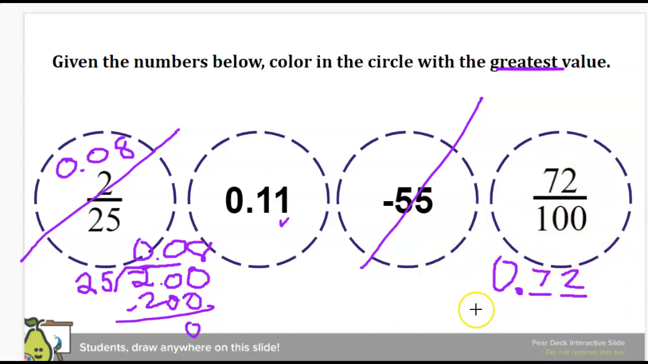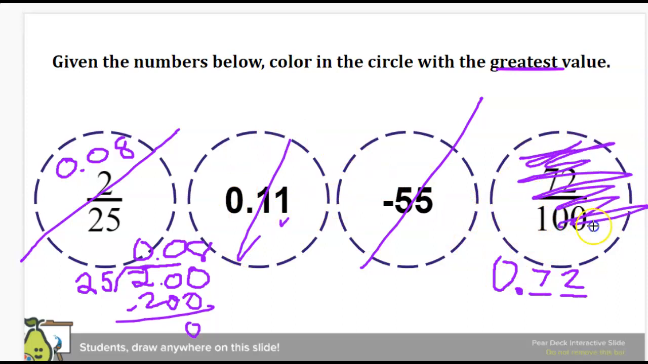So when I'm looking at this right now, 72 cents is definitely bigger than 11 cents. This is like 72 pennies. So 72 pennies is bigger than 11 pennies. So bam, I'm going to color.